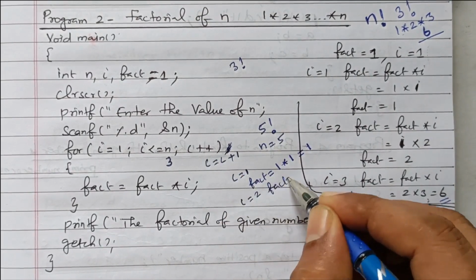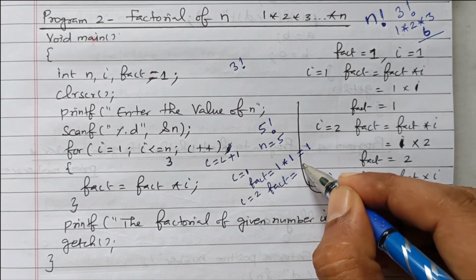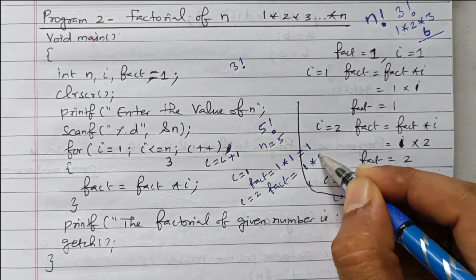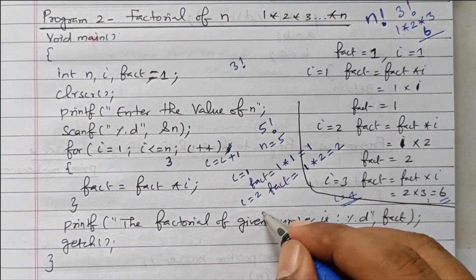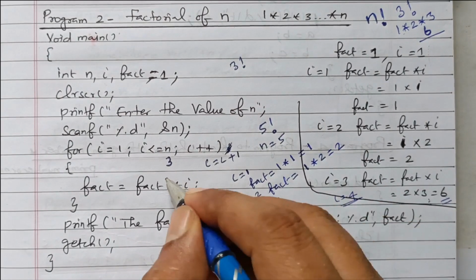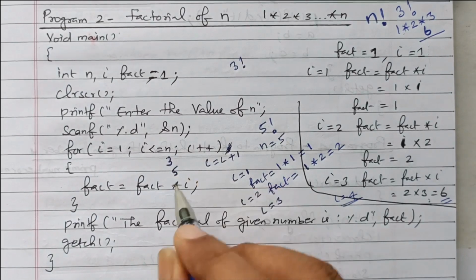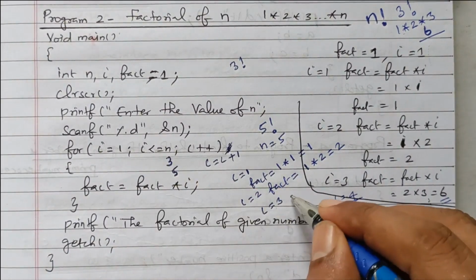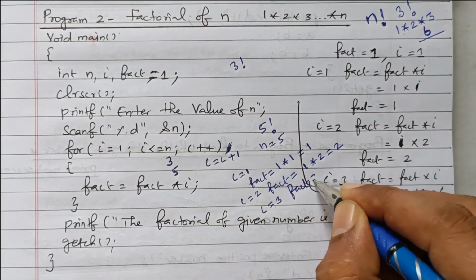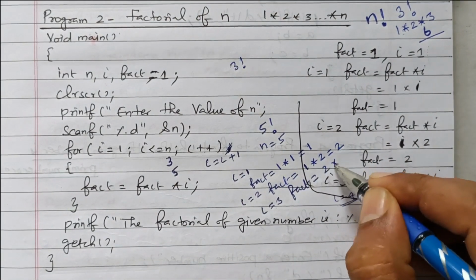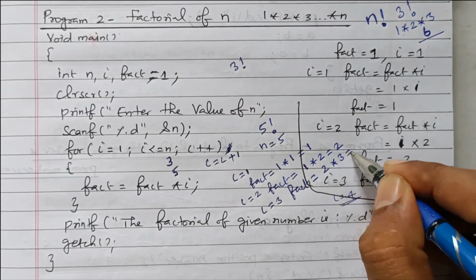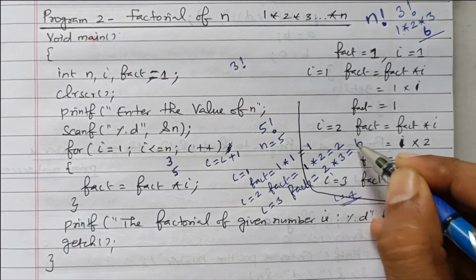Factorial equal to factorial into I. Factorial is 1, I is equal to 2 now. So 1 into 2, 2. Right? Then I becomes 3, because now the n value is 5. This condition is satisfied. Factorial equal to factorial into I. Factorial value is 2, the I value is now 3. So 2 into 3, 6.